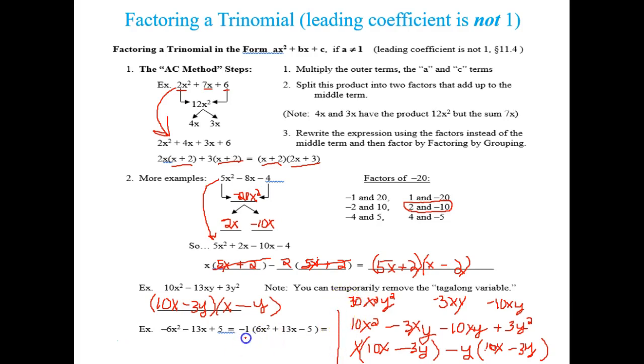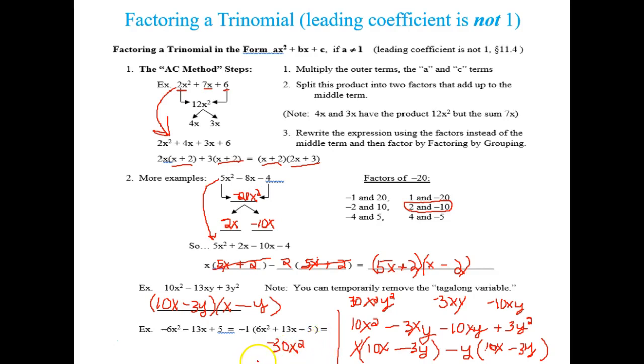The AC method would have us first multiply the outer terms, so 6x squared times negative 5 is negative 30x squared. And then you have to break up negative 30x squared into two factors, one of them positive, one of them negative, that add up to 13. Now don't use 3 and 10, because again, one has to be positive, one has to be negative.